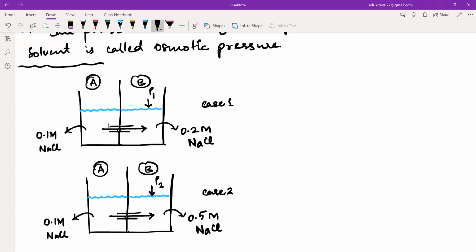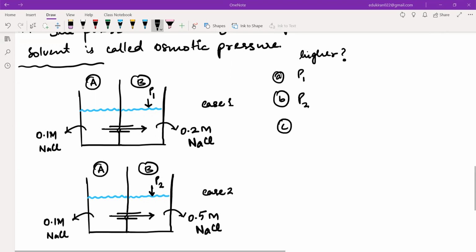Now we know that in case 2 the flow is very rapid. Now you have to tell me which will be higher, P1 or P2? Tell me. Which is higher? Khalil, Samaira, Hishma, please answer in the chat. Which will be higher, P1 or P2? Okay, fine. Waiting for Mazia, Minashi, Nawal.